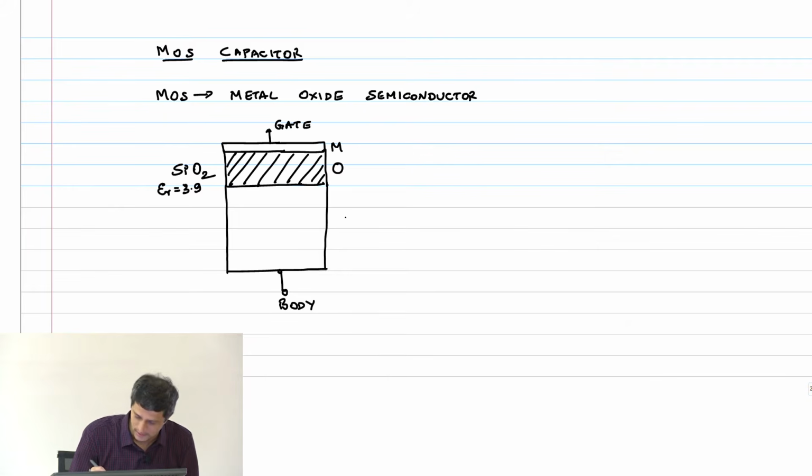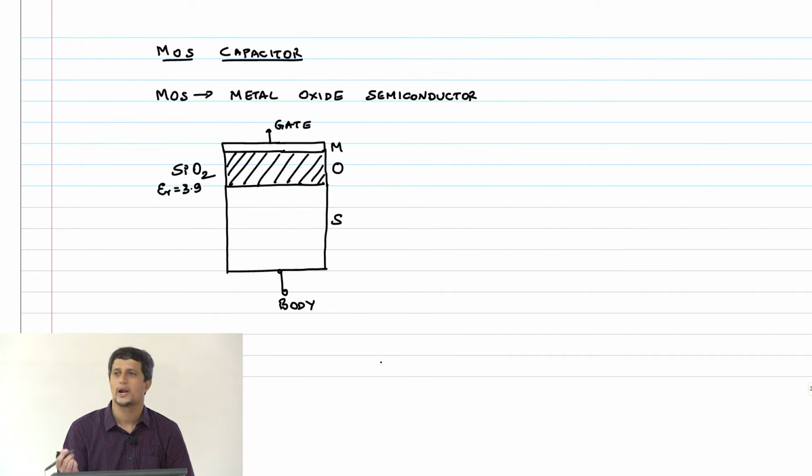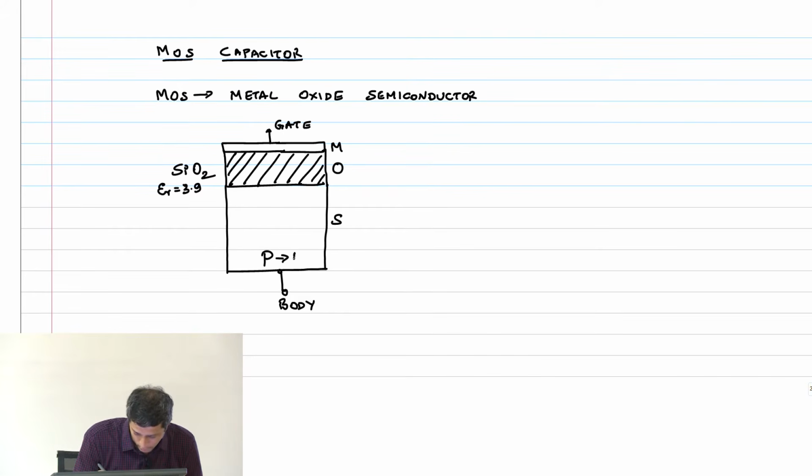Now this is the semiconductor, MOS. Okay, the semiconductor can either be p-type or n-type, right? If I dope it with boron, I get a p-type semiconductor. If I dope it with phosphorus, I get an n-type semiconductor, right? So let's consider the case of a p-type semiconductor, which means I have an acceptor concentration of Na. Okay, Na is the boron concentration.